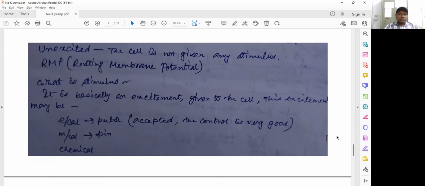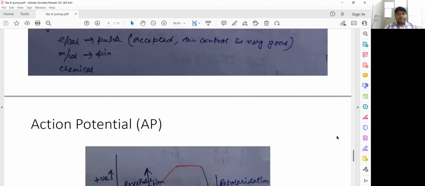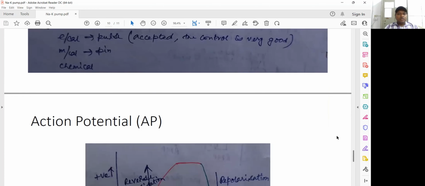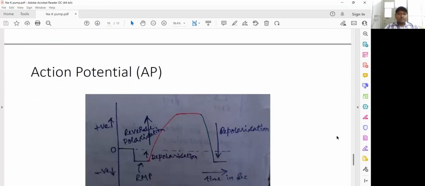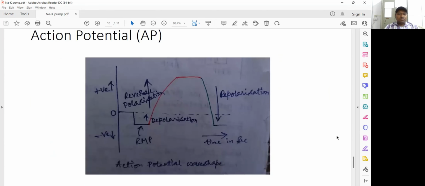Okay, so we will give some electrical stimulus towards the cell. Now after giving these electrical pulses, let us see how the RMP, that particular minus 90 millivolt, is changing. So this is the wave nature after application of the stimulus to the cell. See, this is the RMP, which is minus 90 millivolt. This is the resting membrane potential.